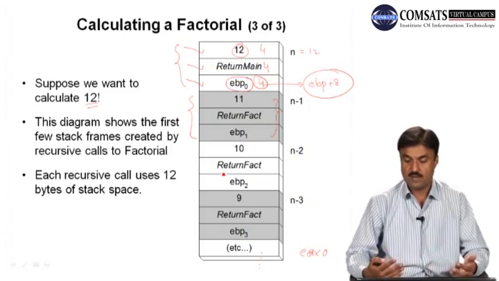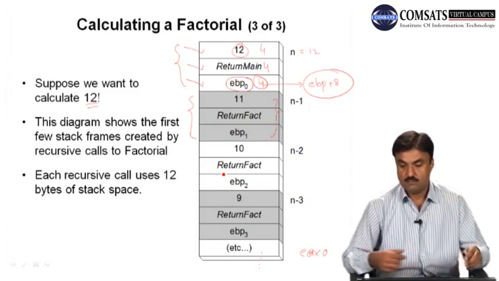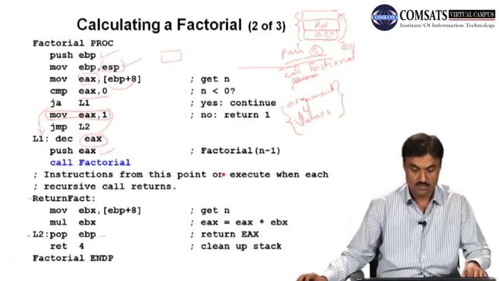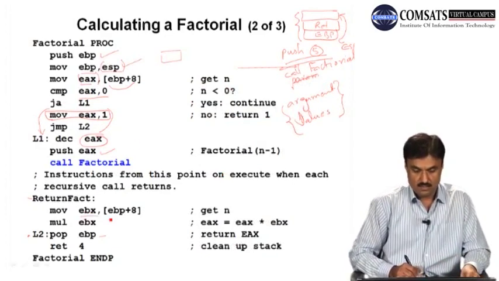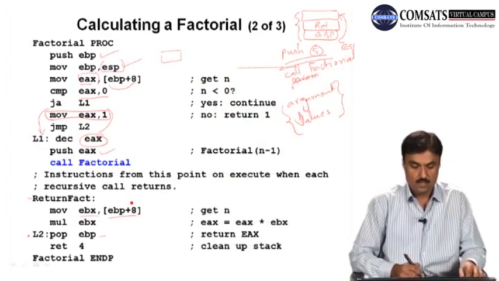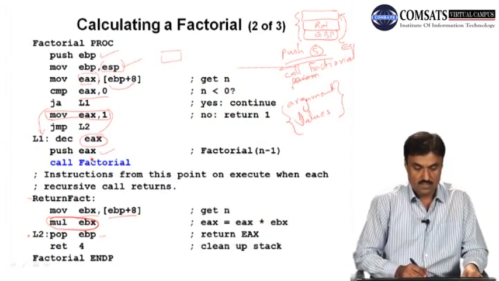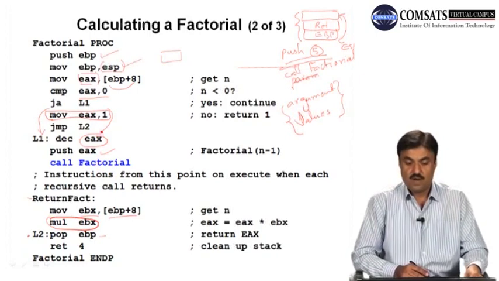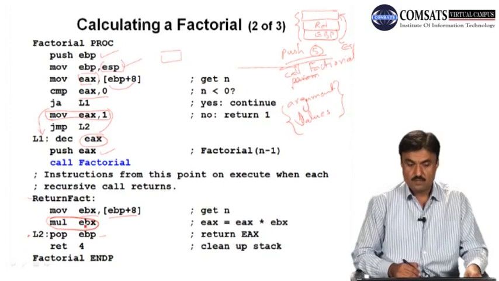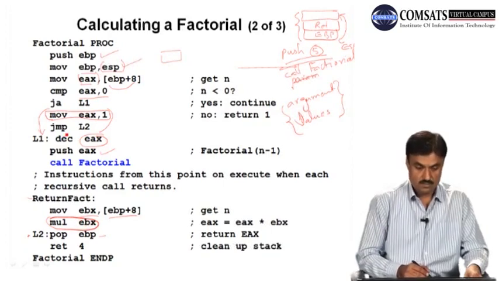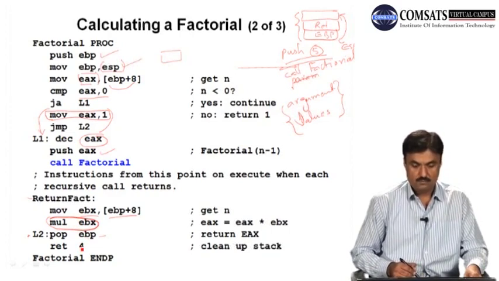When we return back, it will substitute all the values of EAX and perform the multiplication, as you can see in our previous slide. Here is the move EBX, because we are coming back, and then we perform multiplication. Whatever the value of EAX is, in the final one EAX will be equal to 1, and we are going to perform this. Actually here is the jump L2. So we just do pop EBP and return 4.